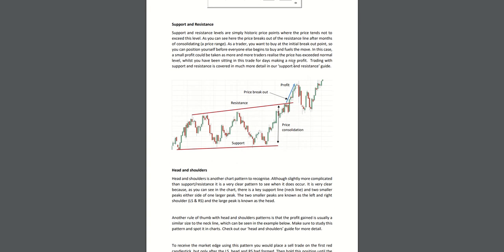So let's have a little look here. Support and resistance levels are simply historic price points. Price tends to not exceed the level, but it can break through. It can break through to the upside, and it can break through to the downside. What we want to do as a trader is buy at the initial breakout point, so you can position yourself before everyone else begins to buy and fuel the move. In this case, a small profit could have been taken as more and more traders realise the price has exceeded the normal level.